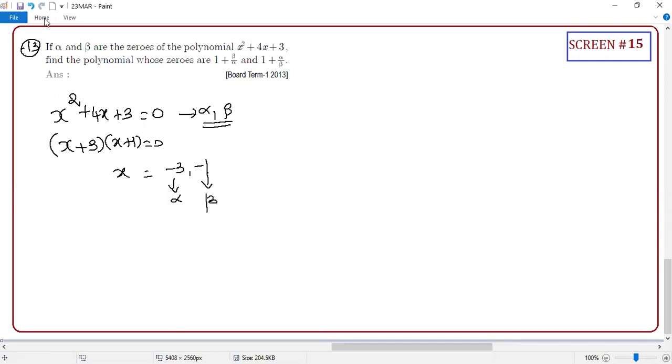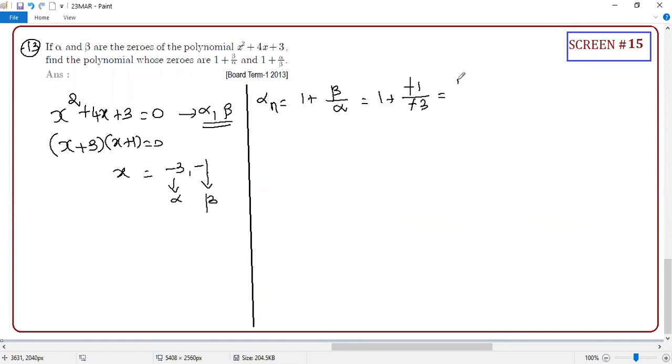Correct or not? The moment we find this, automatically we can find the new alpha and new beta. What is new alpha? 1 by 1 plus beta by alpha. So can you tell me what is the answer? 1 plus beta by alpha is what? Minus 1 by minus 3. So minus minus cancel. So 3 plus 1, 4 by 3. Correct or not?